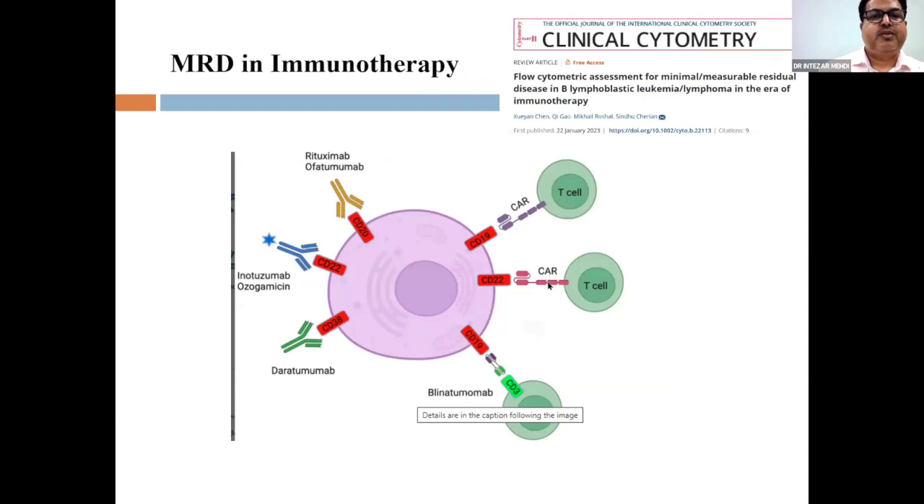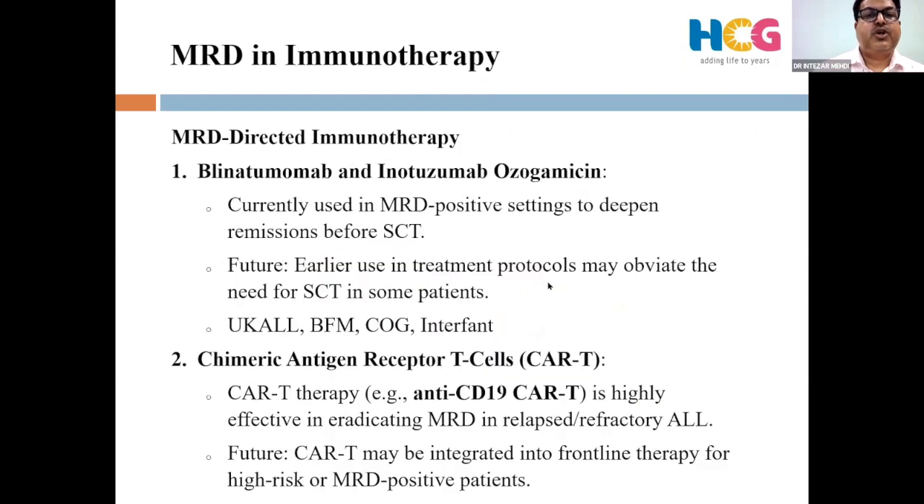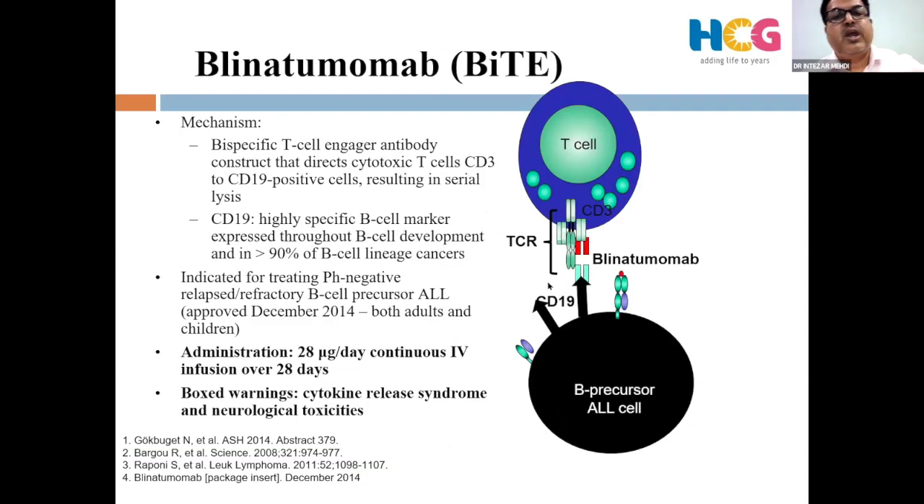And this was a beautiful paper, MRD in immunotherapy, which actually highlighted how for MRD positive ALL, therapies such as Blina and inotuzumab can achieve MRD negativity, and then those patients can proceed to transplant, and MRD can be used as a surrogate endpoint. Similarly, MRD-directed immunotherapy, both Blina and inotuzumab, used earlier in treatment protocols, may obviate the need for stem cell transplant in some patients and is being incorporated, and CAR T is coming up in a big way.